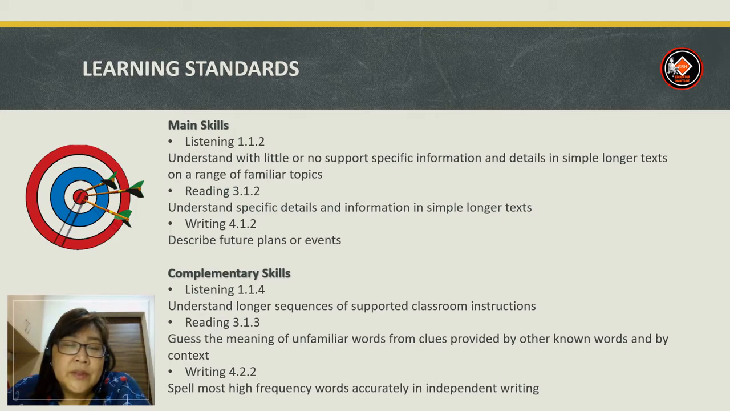For the complementary skills, we have listening 1.1.4, understand longer sequences of supported classroom instructions. And then reading 3.1.3, guess the meaning of unfamiliar words from clues provided by other known words and by context. And then the last one, writing 4.2.2, spell most high frequency words accurately in independent writing.